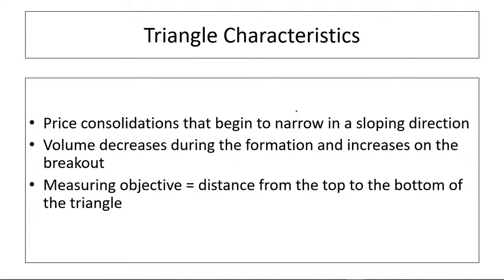So now we're going to talk about a triangle, and specifically the ascending triangle, which is bullish. With triangles, you're looking at price consolidations that begin to narrow in a sloping direction. I drew diagrams of the 3 different types of triangles: the symmetrical, the ascending, and the descending. Price consolidation narrows, coming to a head in a sloping direction, sometimes sloping down, sometimes upward. Volume is decreasing during that formation.